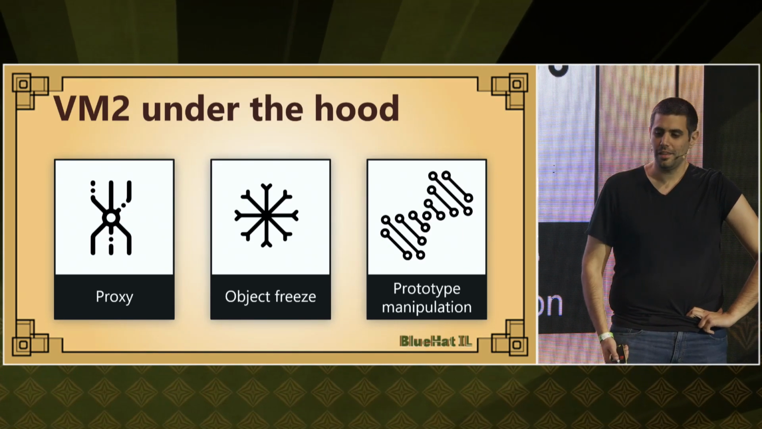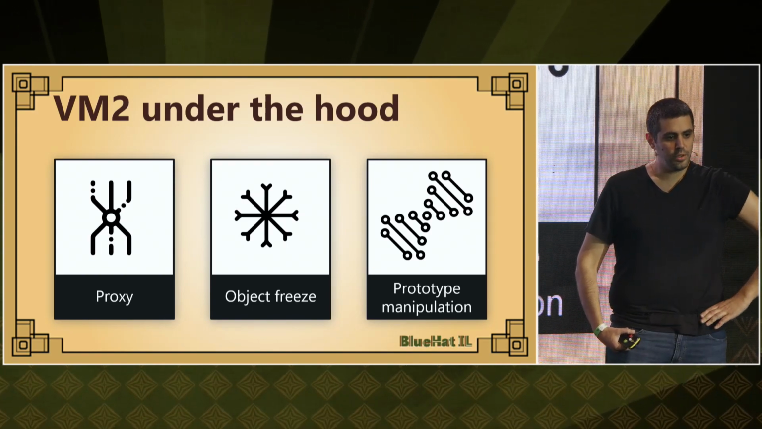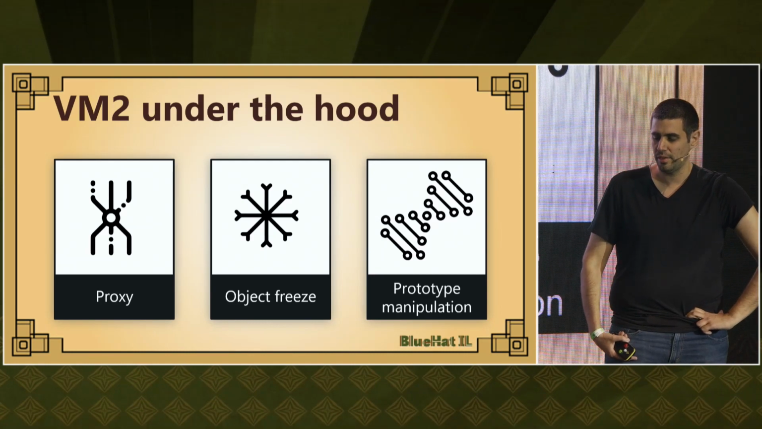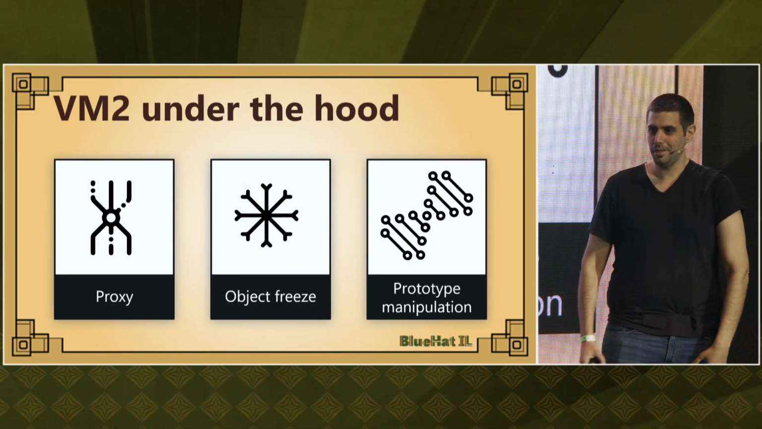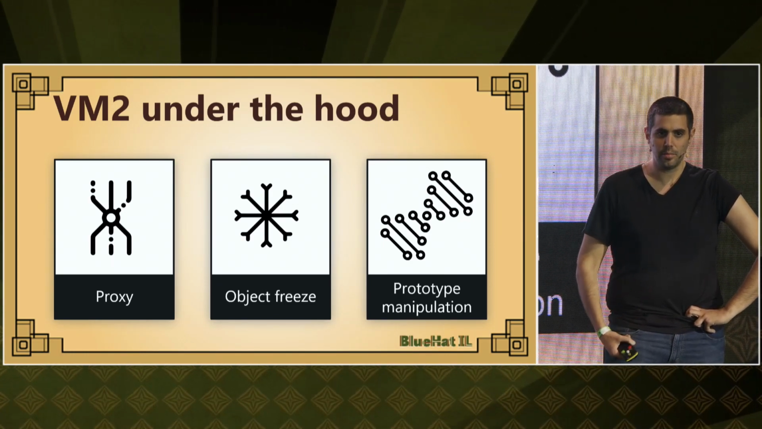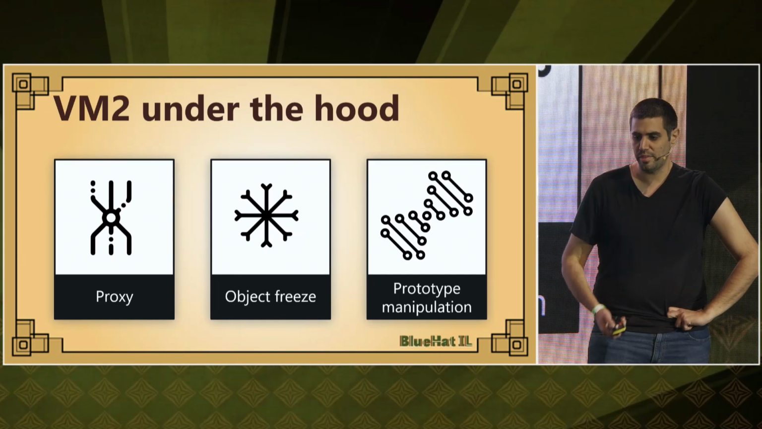The second technique is object freezing. This technique allows VM2 to prevent modifications of the built-in objects accessible inside the sandbox. And the third one is prototype manipulation. Not all the prototype objects accessible within the sandbox are the same ones that you will receive while working outside of it.